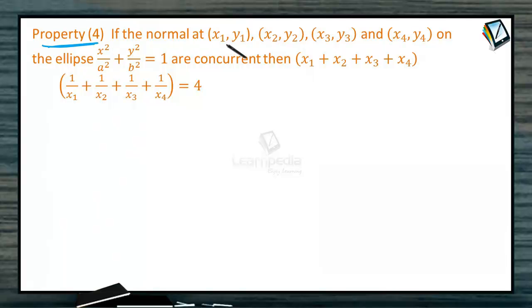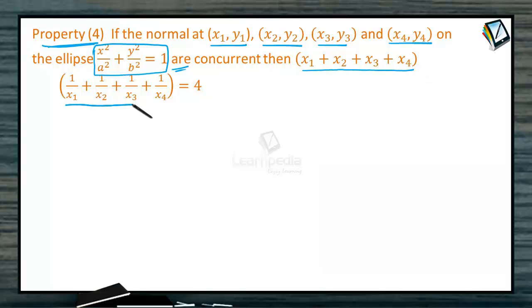If the normals at (x1, y1), (x2, y2), (x3, y3) and (x4, y4) on the ellipse x square by a square plus y square by b square equal to 1 are concurrent, then (x1 plus x2 plus x3 plus x4) into (1 by x1 plus 1 by x2 plus 1 by x3 plus 1 by x4) is equal to 4.